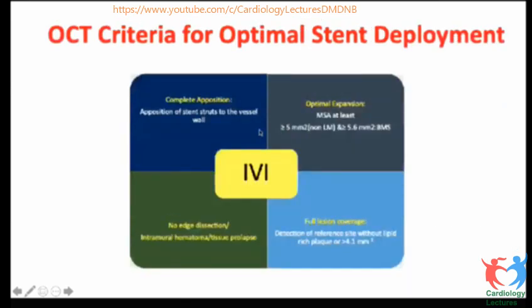So to summarize, how do you optimize your stent? You have to get an area of more than 90% of the proximal reference and more than 90% of the distal reference, or an absolute area of more than 5.5 millimeters square for your bare metal stent and 5 millimeters square for drug-eluting stent. And there is no major edge dissection, no major edge disease, and no major tissue prolapse. If you achieve all these six parameters, your event rate is less than 1.5%.